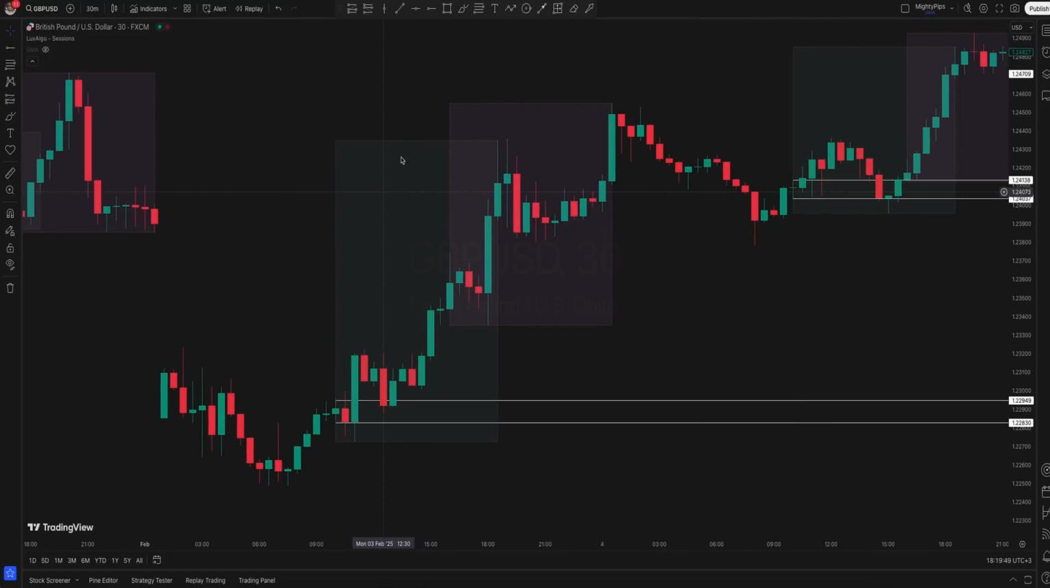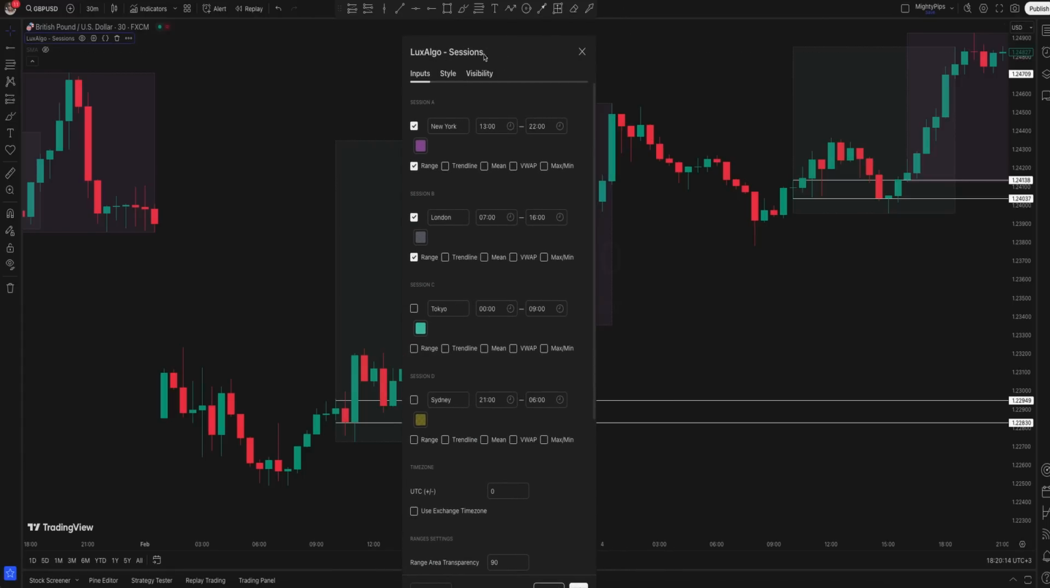So this is an indicator that you're seeing here with these boxes. This greenish box or gray box is the London session, and then the purple box is the New York session. Now, this sessions indicator, most of you ask me what its name is. It is called Sessions by Lux Algo. Just look at this name right here on top, search for it on TradingView and you'll find it. Then you can use these settings if you like.